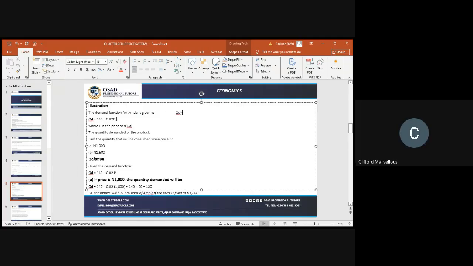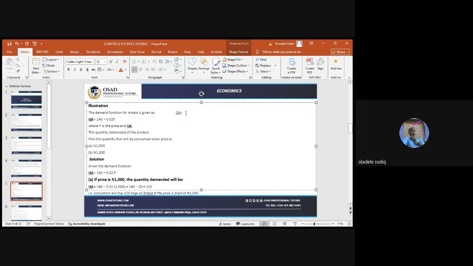Okay, thank you. So this is the function given to us. Let me highlight it again so you can see. This is what we call the demand function. The QD represents quantity demanded. Anywhere you see P, it means the price.